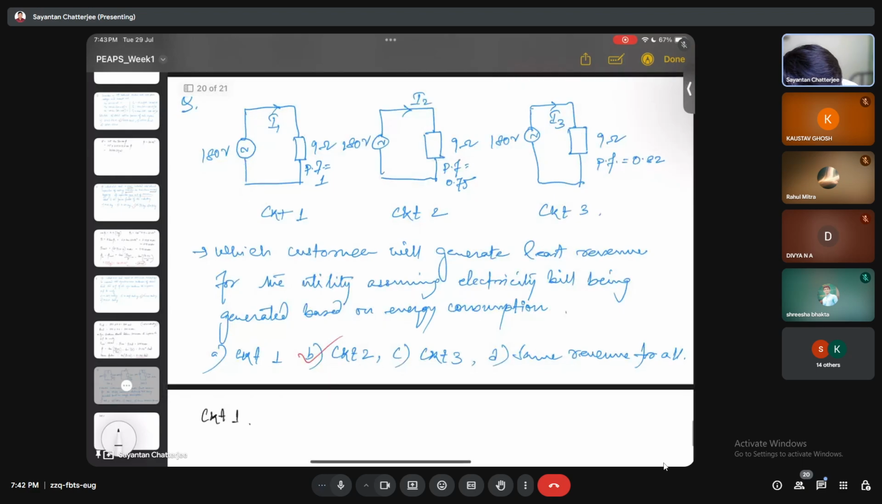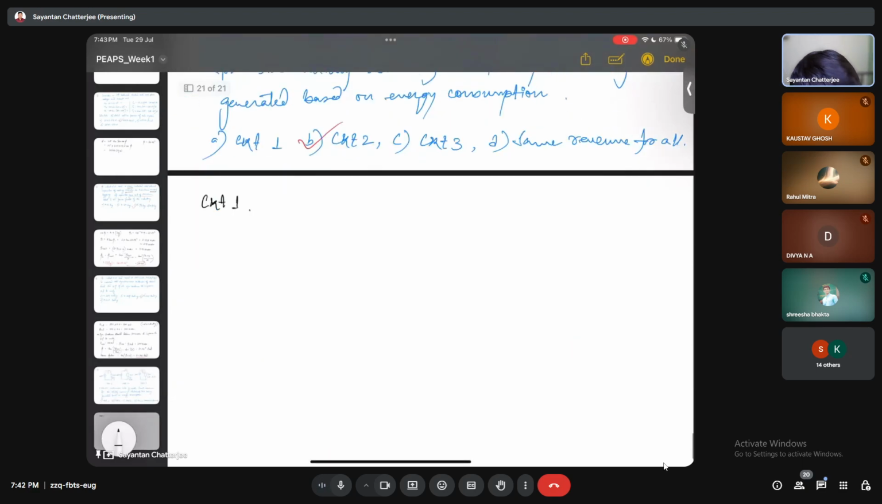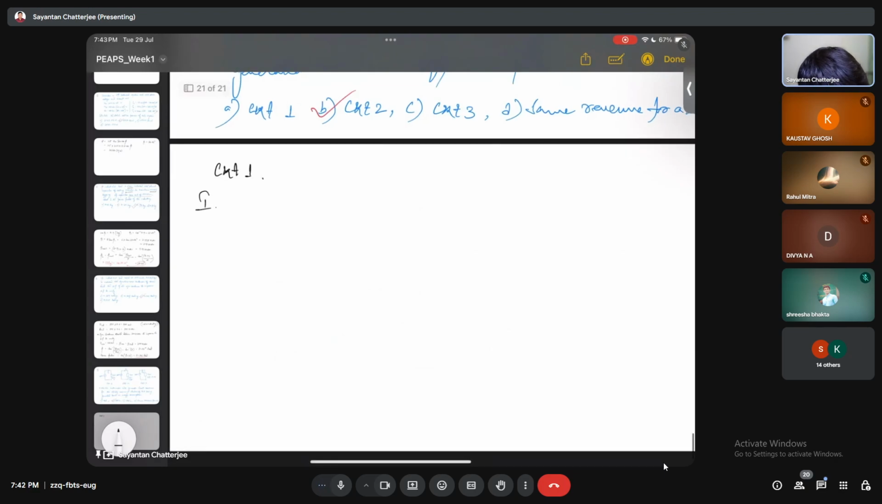For circuit 1, the voltage is 180. So what will be the current? The current will be 20 amperes, 180 divided by 9. Energy is based on V I cos phi, the real power consumption. So V is 180, current is 20, and cos phi is 1.